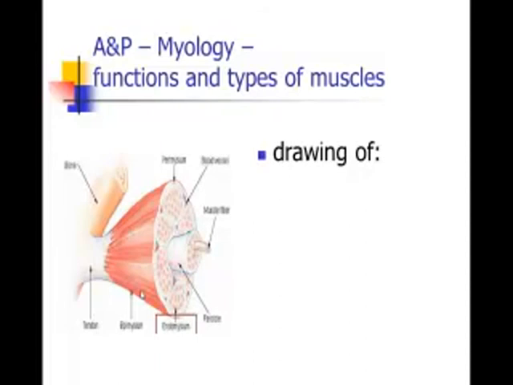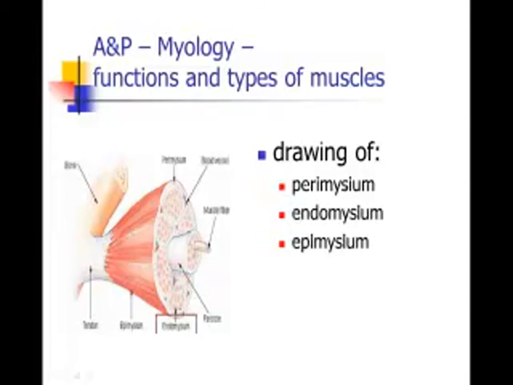Okay, so here we have some of the things that we just talked about all incorporated into a drawing. We have the perimysium up here, okay, endomysium down here, okay, and then the epimysium is on the outside of the muscle, remember, going into the tendon. The fascicles are groups of cells all wrapped together, and then the muscle fiber would be an individual cell.